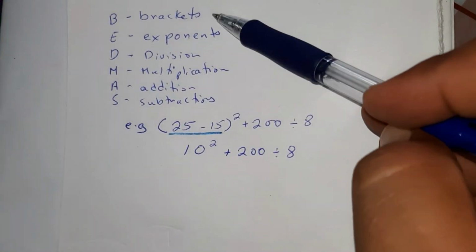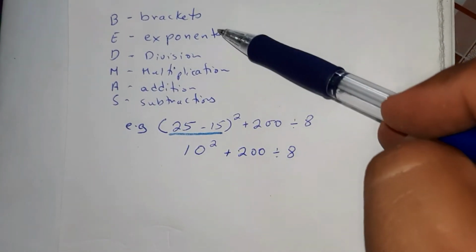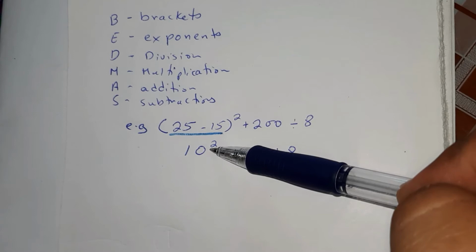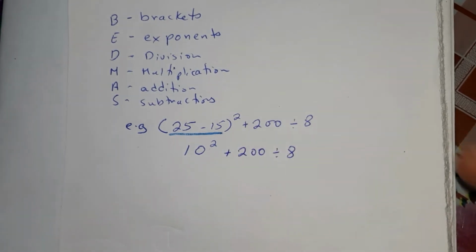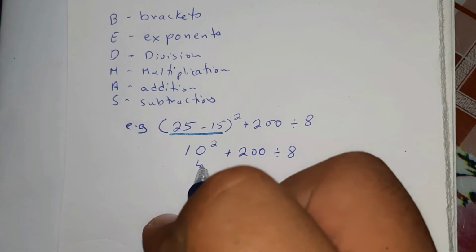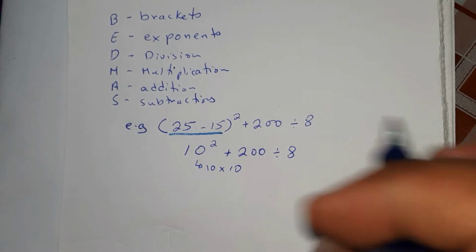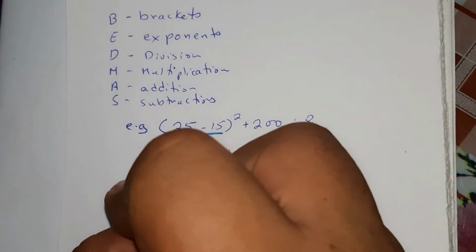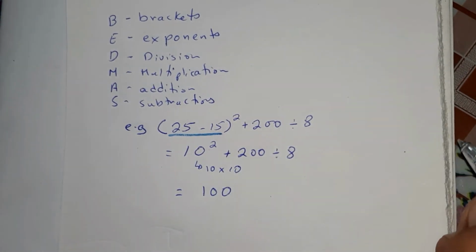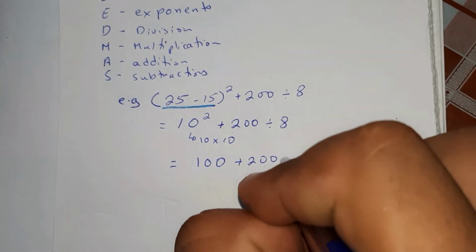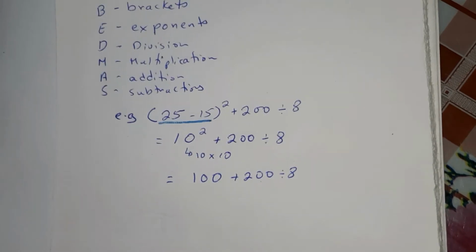What's next? Brackets. We've removed the brackets, followed by exponents or powers, which is 10 to the second. What is 10 to the second? 10 to the second is 10 times 10. What is 10 times 10? 10 times 10 is 100, and so that's going to be 100 plus 200 divided by 8. So we have gotten rid of the exponents, which is the power of 2.